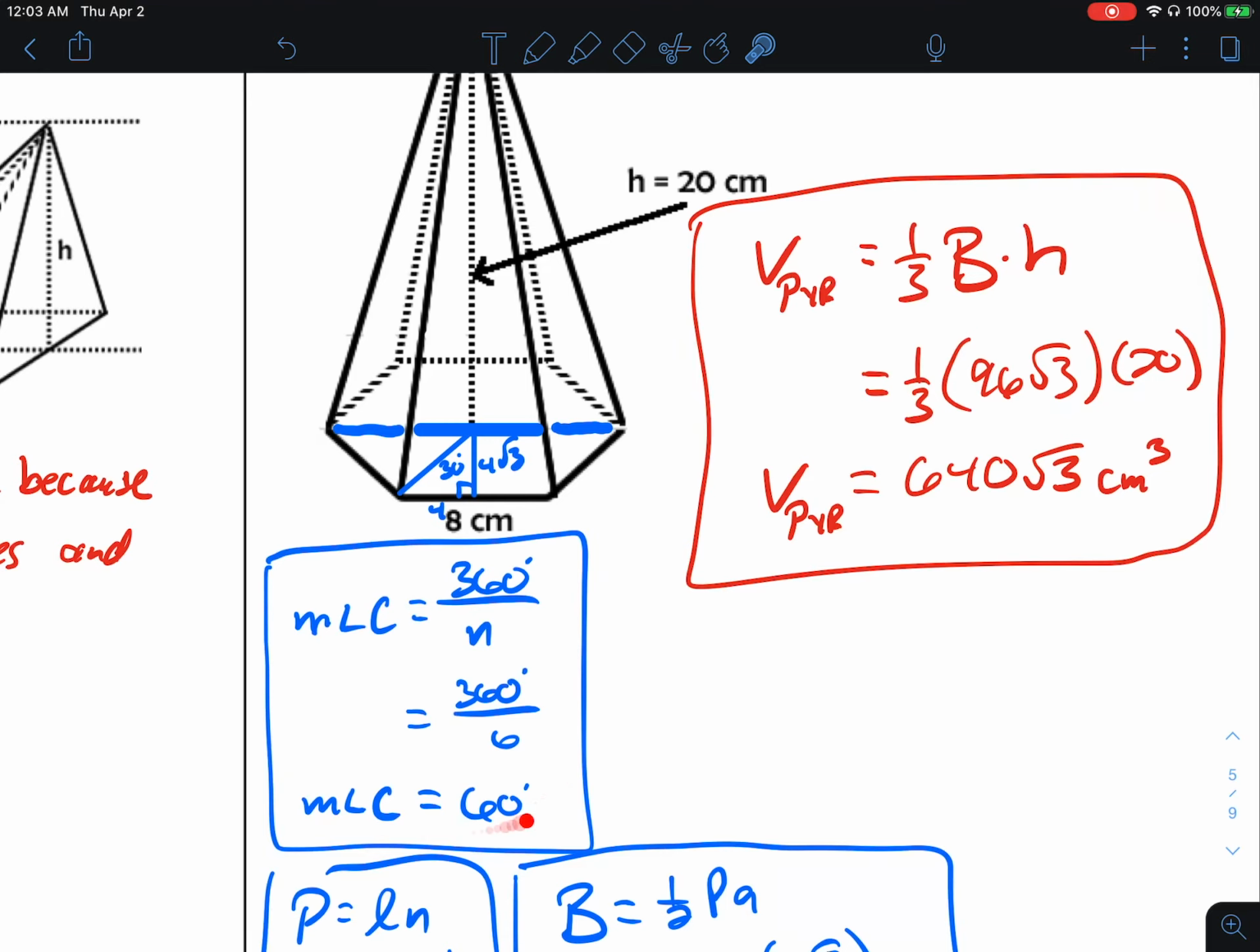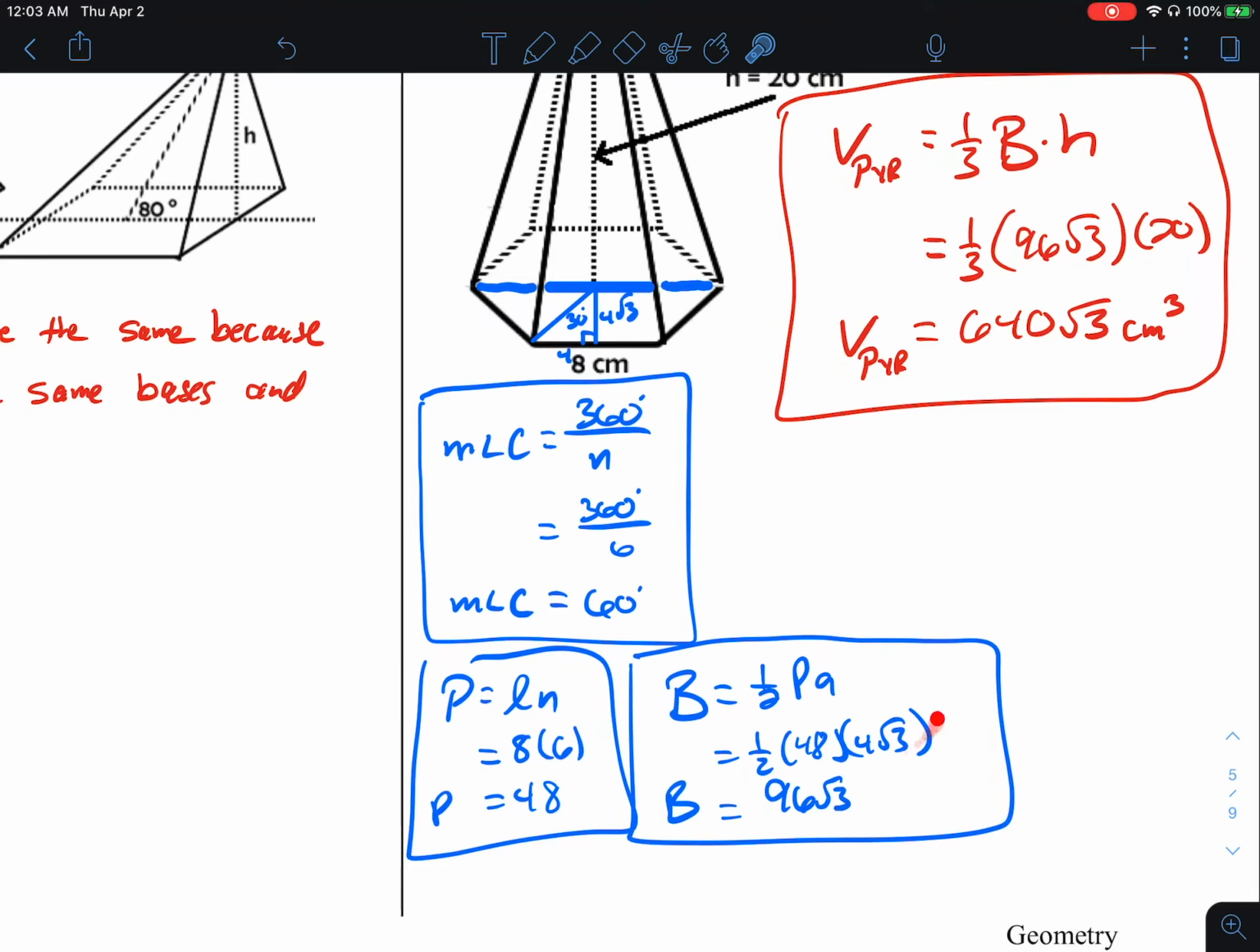Here's how you do that. 360 divided by the number of sides. The apothem, which is right here, is going to cut that in half. So half of 60 is 30. It's a special right triangle. Opposite 30 is 4. It cuts the side in half. Opposite 60 would be that times the square root of 3. So the apothem is 4 square roots of 3, which is what this is right here.